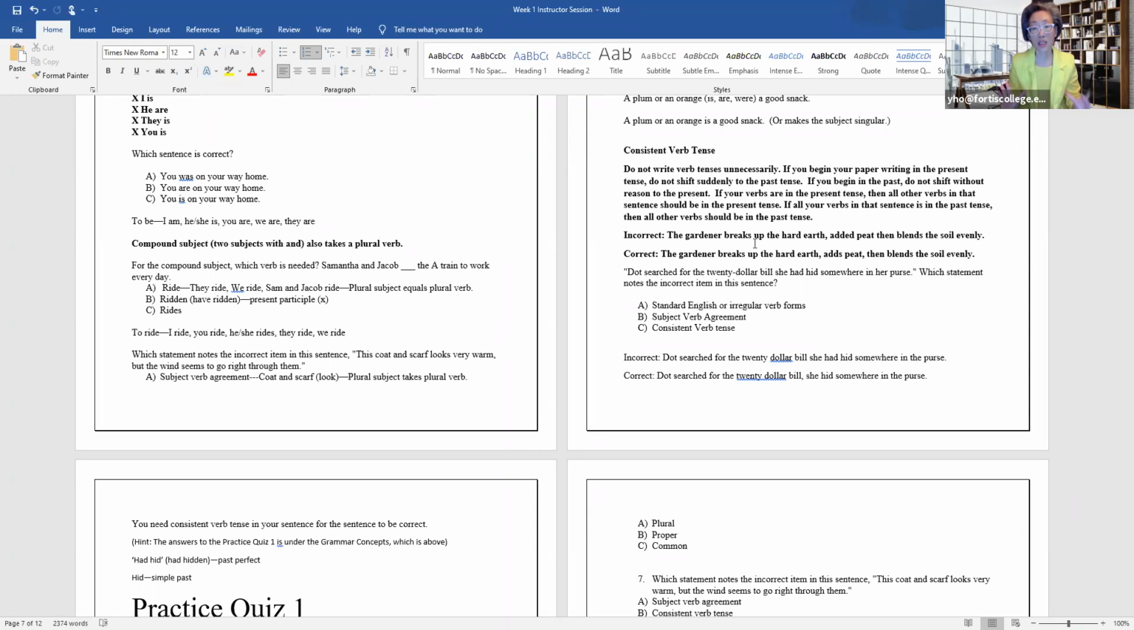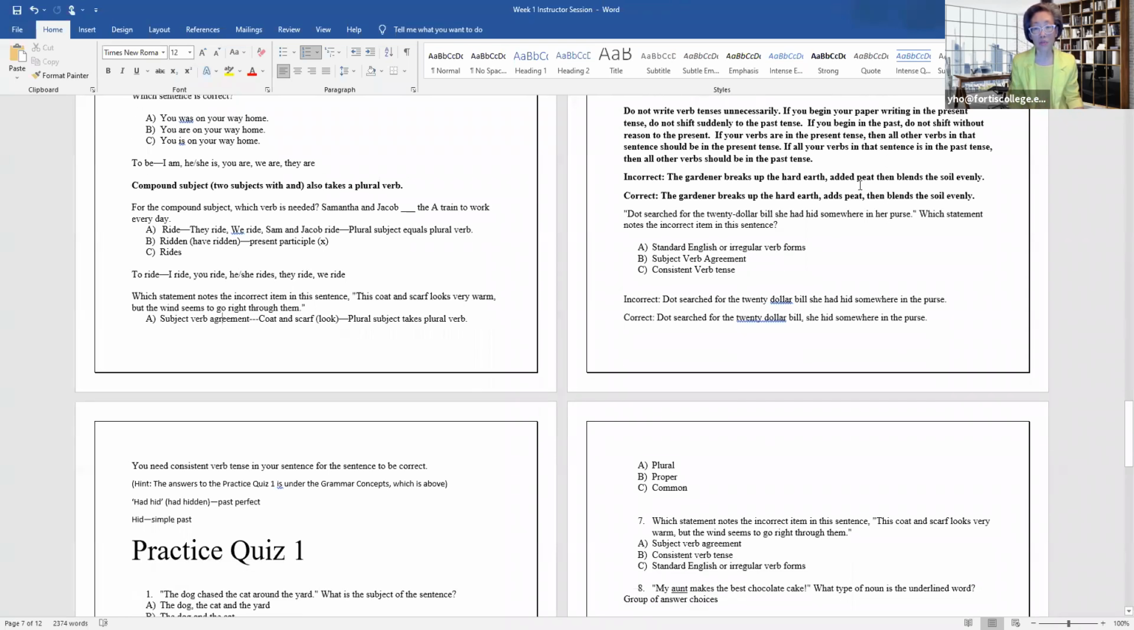So that's consistent verb tense. So here you have, the gardener breaks up the hard earth, added peat, blends the soil. And so what's wrong with this sentence? Here, added. Okay, so that's not consistent verb tense. You have to have breaks up the soil, adds peat, and blends the soil, present tense, present tense, present tense. And then you have consistent verb tense.